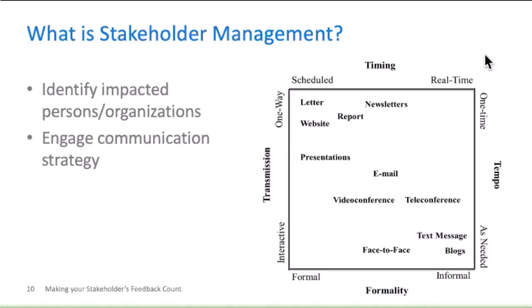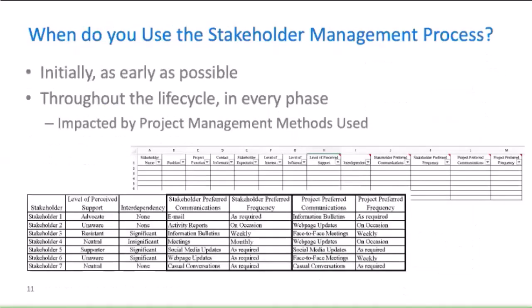All right, so let's talk about when you are going to use the stakeholder management processes. Initially, literally as early as possible, it's going to be really critical for you to think through, in a 360 kind of view, everyone that could potentially be a stakeholder and what their role is. And then throughout the life cycle of the project, in every phase, reevaluate that and say, who are my stakeholders? Have they changed? Do I have new stakeholders? Do I need to eliminate some stakeholders because they're not involved in the project?